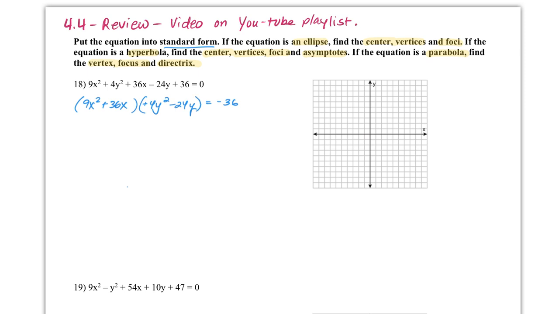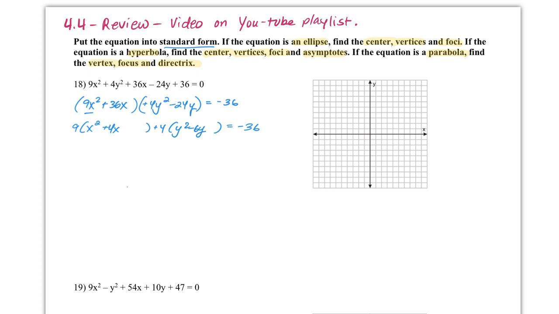Now remember, for completing the square, what's attached to the x squared has to be a 1. So we're going to have to divide out a 9 here. So x squared plus 4x. And I'll do the same for the y's: plus 4 times y squared minus 6y, and it still equals negative 36.